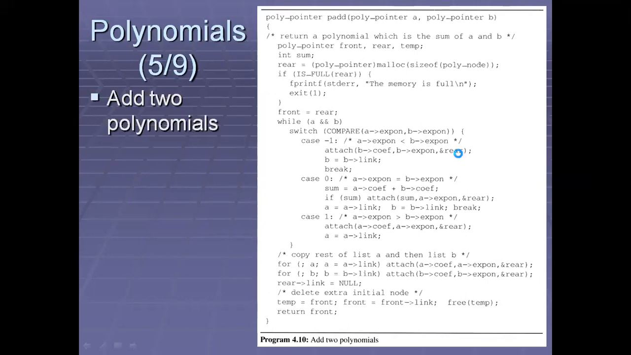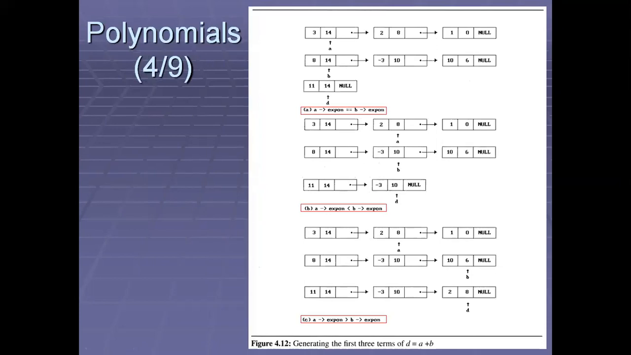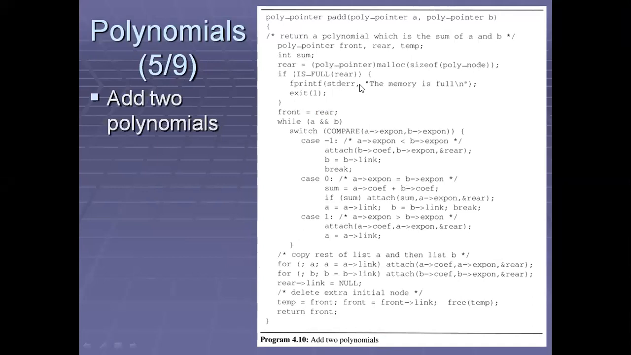So what has he done? He is representing the whole thing as Q. So where will I add in the Q? By using the rear part in the Q. So each node I will add to the rear part in the Q. So you can see here, while A and B switch, compare A of exponent, B of exponent.